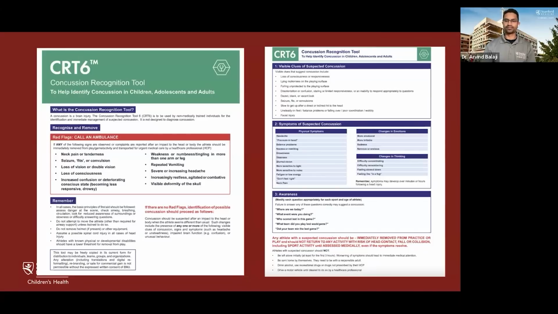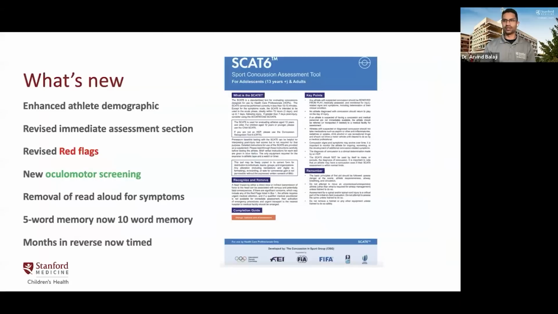The other document that was updated is something called the SCAT, which is the Sport Concussion Assessment Tool. This document has undergone 5 iterations and now a 6th one after the most recent consensus statement. The newer parts of this document are that there are some enhanced athletic demographics that have been instituted. The assessment section has been revised for immediate assessment after injury. The red flags have been revised. And perhaps the most important update, and one that I will be focusing on a little bit later in this talk, is the new oculomotor screening tool, which is now part of the SCAT.